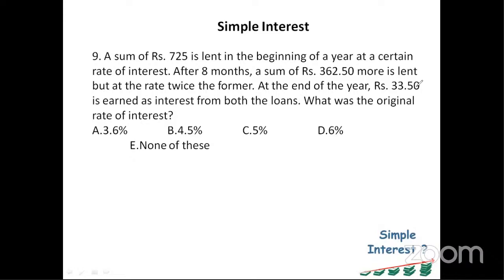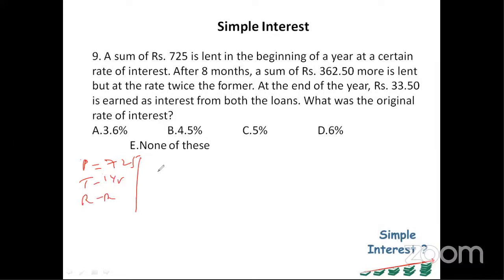So first case, what happened? Sum of rupees was how much? It was told sum of rupees is 725 rupees, and what else is given here? Time anyway, it was 1 year. So time was for 1 year. It was earning some rate of interest. We don't know. We'll take it as R.